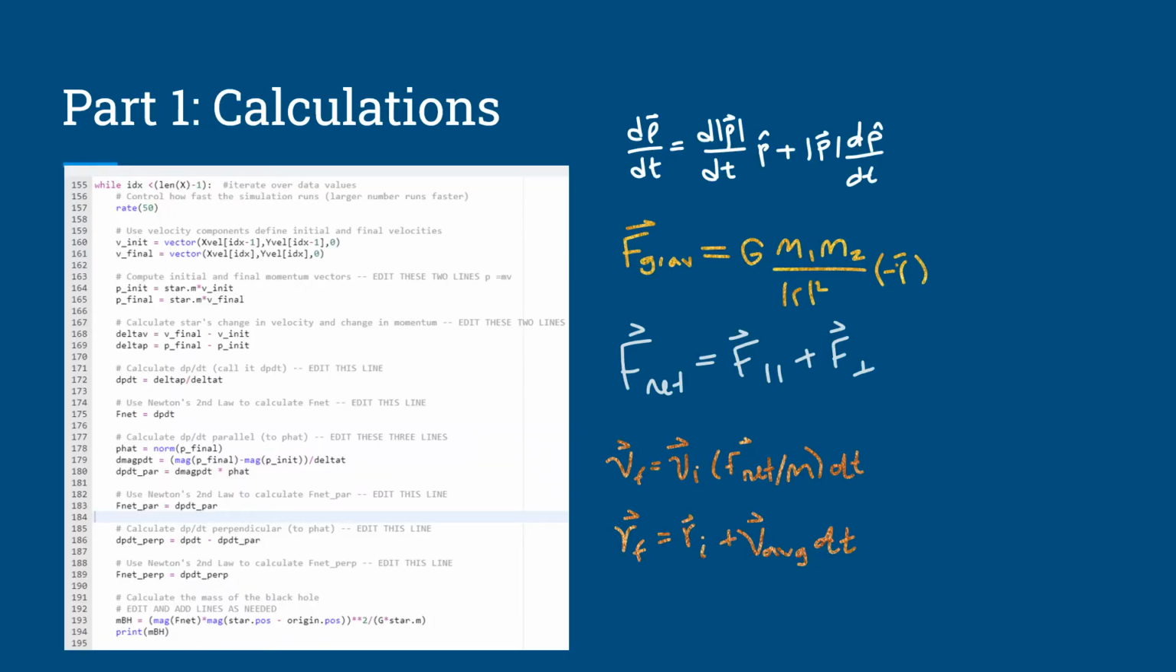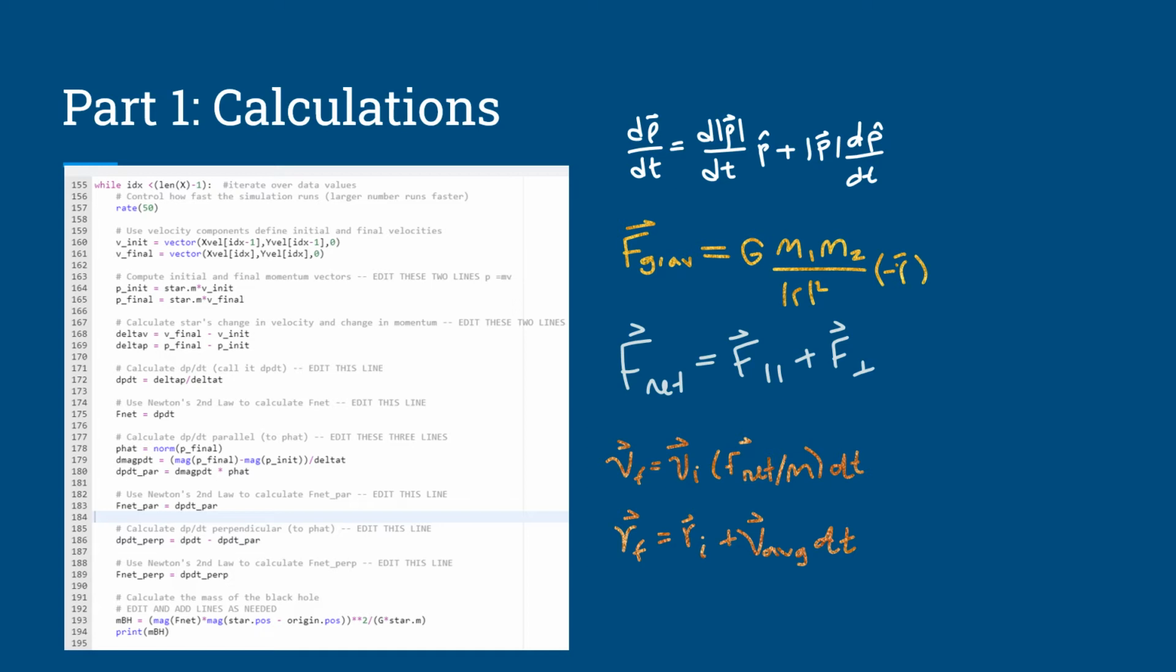So for the code, we began by calculating the initial and final momentum, given the mass and the initial and final velocity. Then we calculated the change in velocity by calculating the difference between the initial and final velocity. We did the same thing for the change in momentum. We calculated the difference between the initial and final momentum. And we calculated the change in momentum over the change in time, or dPdt, and we renamed this as our Fnet. We then calculated Fnet parallel and Fnet perp by calculating dPdt parallel and perp, which are mathematically equivalent.